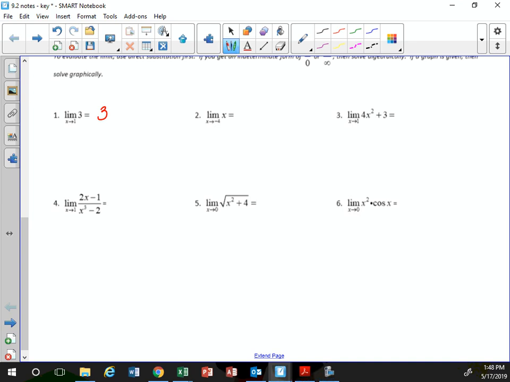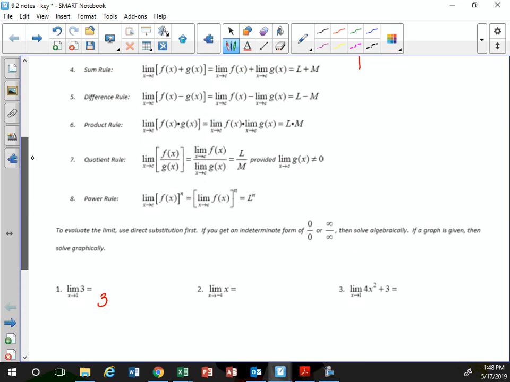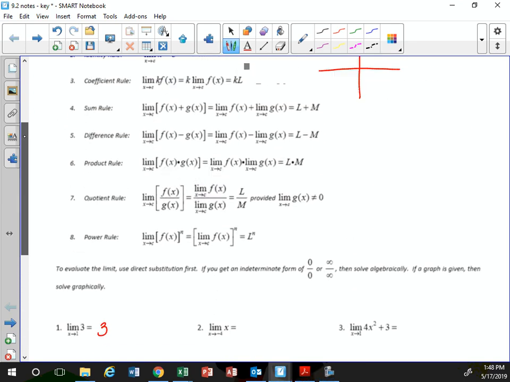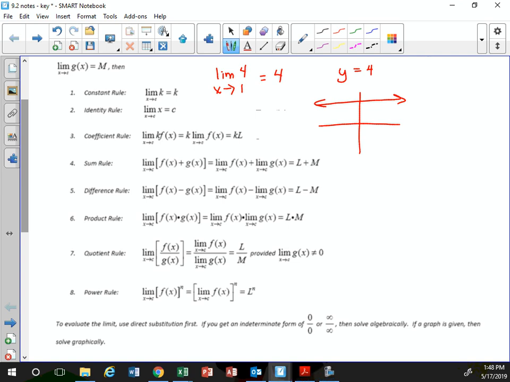So that's what I was saying up here, like maybe the graph of this line. So like, what if it was as x approaches 20? Oh, so okay, because it's constant. Yep, exactly.